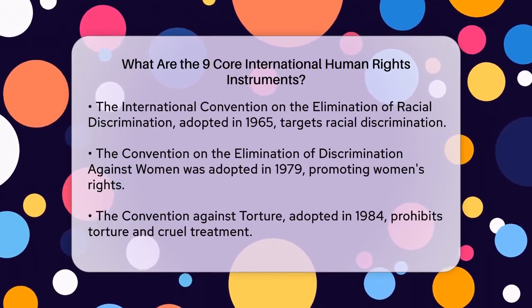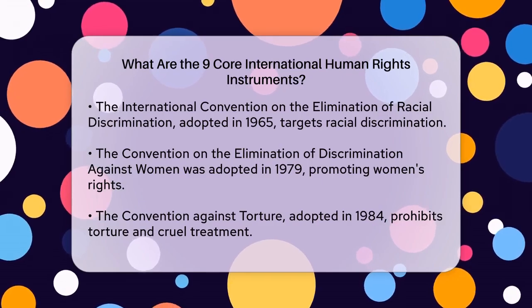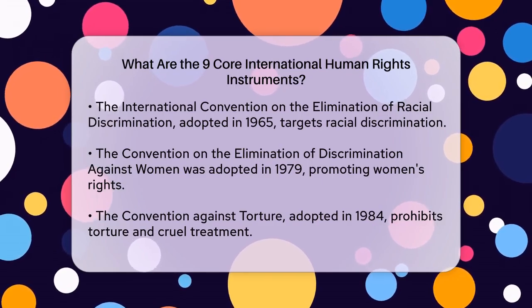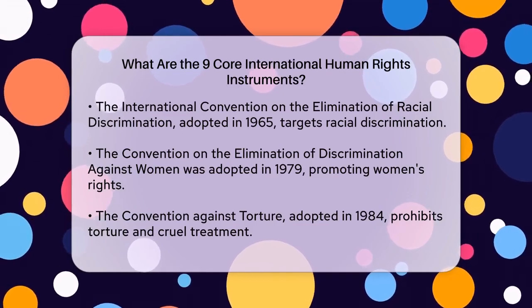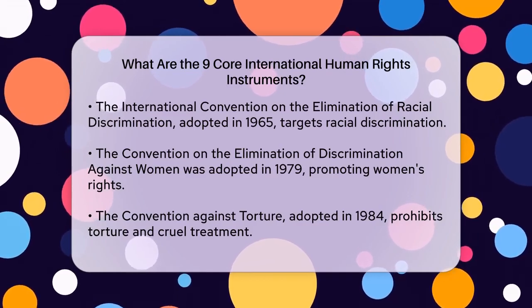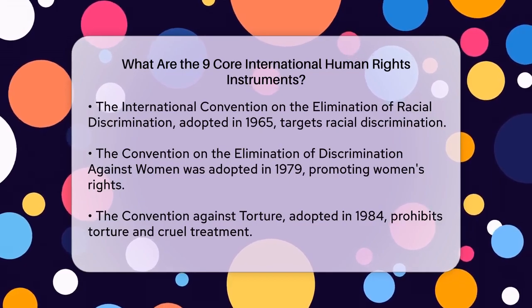For children, there is the Convention on the Rights of the Child, adopted in 1989. This convention protects the rights of children, including the right to education, healthcare, and protection from exploitation and abuse.